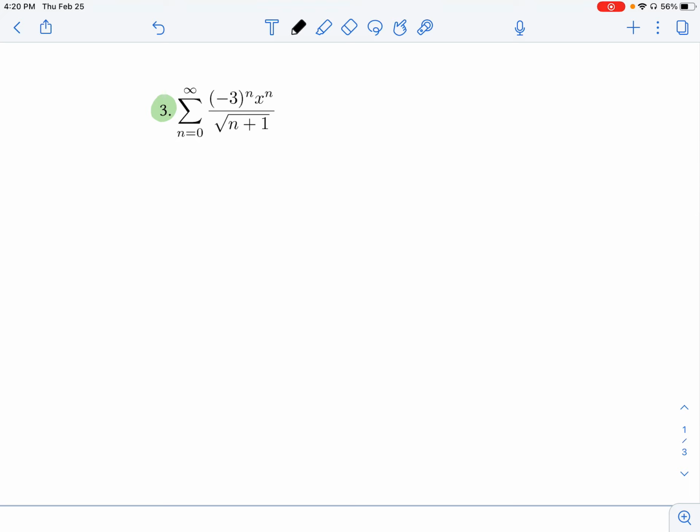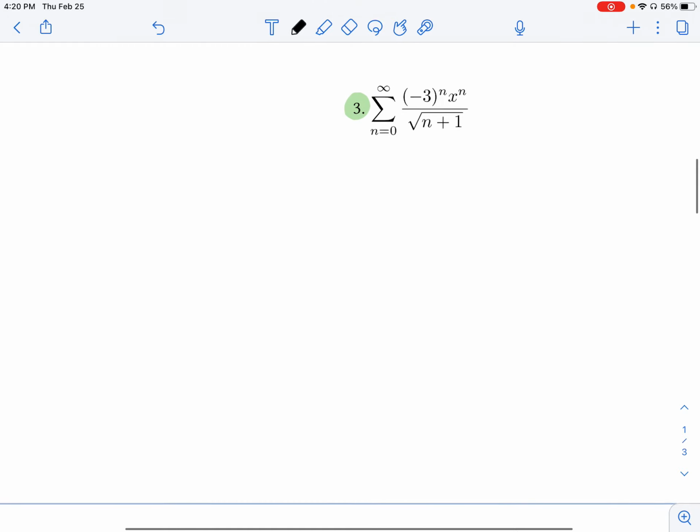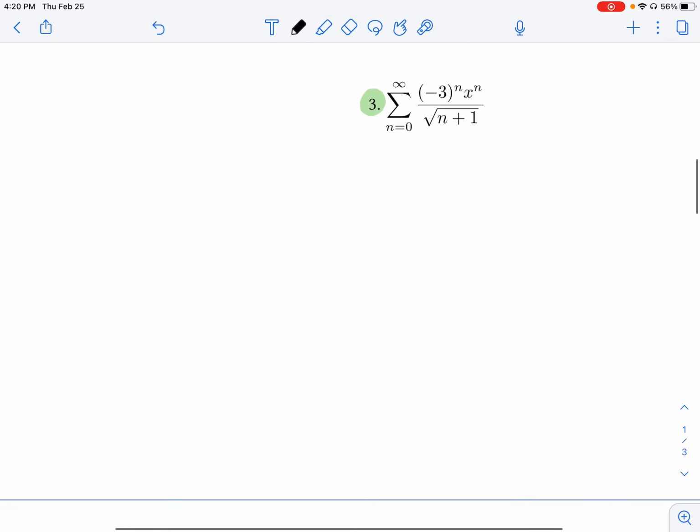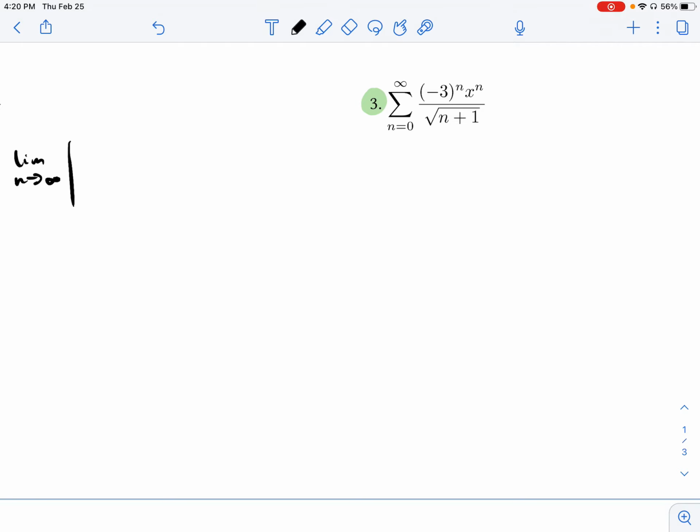So first thing we're going to do, again, we are going to do the ratio test. I think I'm going to need a little bit of space to work with, so I'm going to see if I can actually move this over here. All right, so let's do the ratio test. Let's find the limit as n approaches infinity of -3 to the n plus 1.